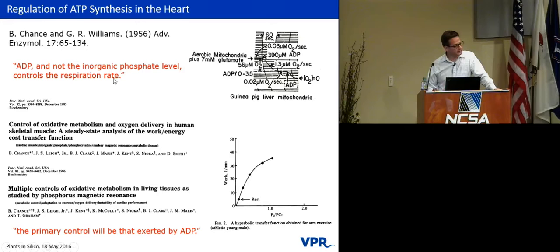So it makes sense. ADP, which is the hydrolysis product, is the synthesis substrate. So it's a really simple kind of feedback process.